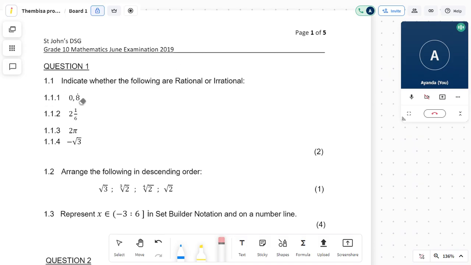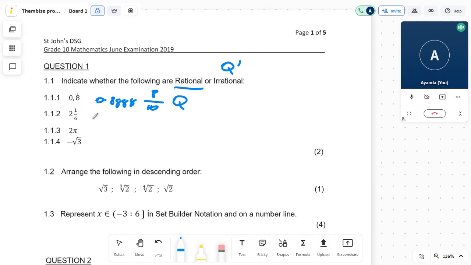So 1.1.1 is 0, comma 8 with a dot at the top. That 0, comma 8 with the dot at the top means this is 0.8888, and the 8s continue till infinity. And so since there's a set pattern and 0.8 can be written as a fraction as 8 over 10, this number is definitely rational. And the symbol we use for rational is Q. The symbol for irrational is Q with an apostrophe or a prime, Q prime. So 0.8 recurring, this dot means that the numbers are recurring, repeating again and again until infinity, is rational.